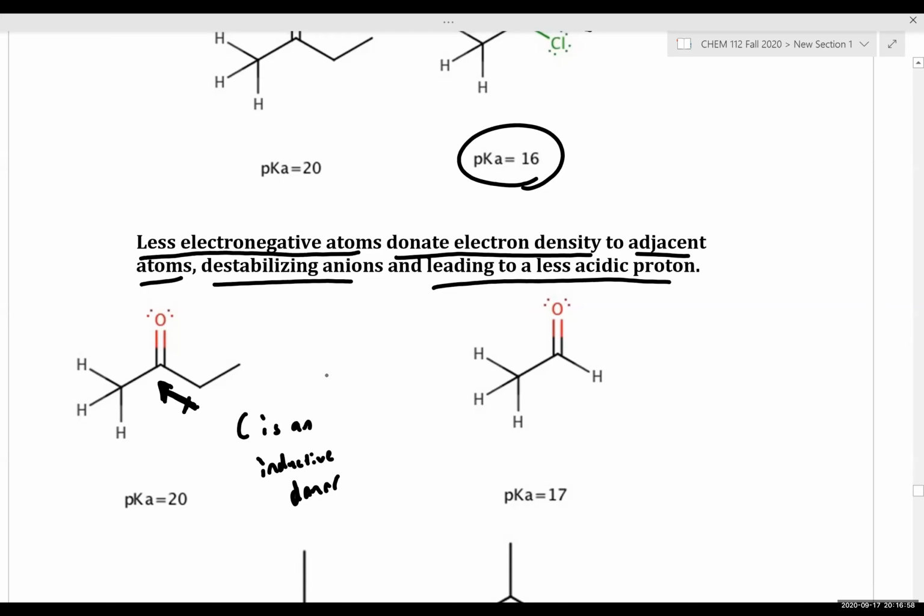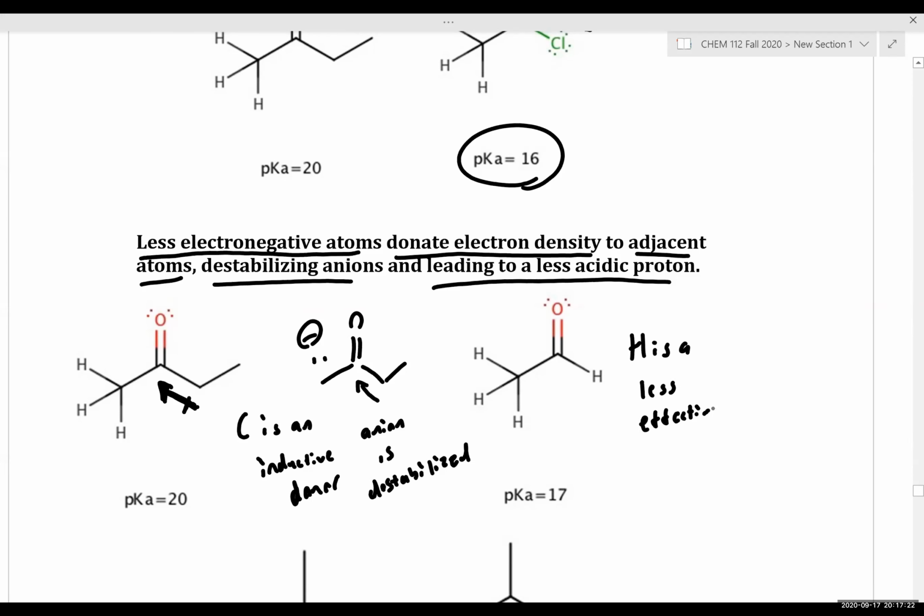And in turn, if we generate an anion from this molecule, this anion is destabilized as a result of this inductive donation. Hydrogen being a less effective donor, so hydrogen is a less effective donor. And as a result, our anion is less destabilized, our anion is more stable, and as a result, the proton is more acidic.